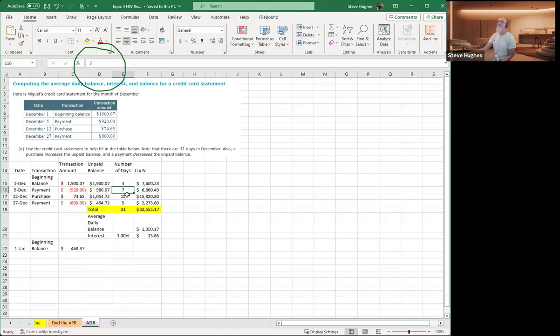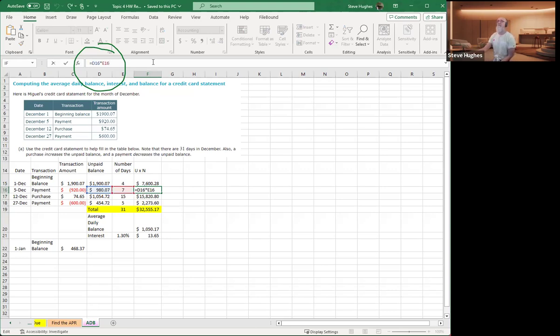Next, where does the 7 days come from? The 7 days is 12 minus 5. 12 minus 5 is 7, so that goes there. The next is U times N again. Once again, that is just E16 times D16.